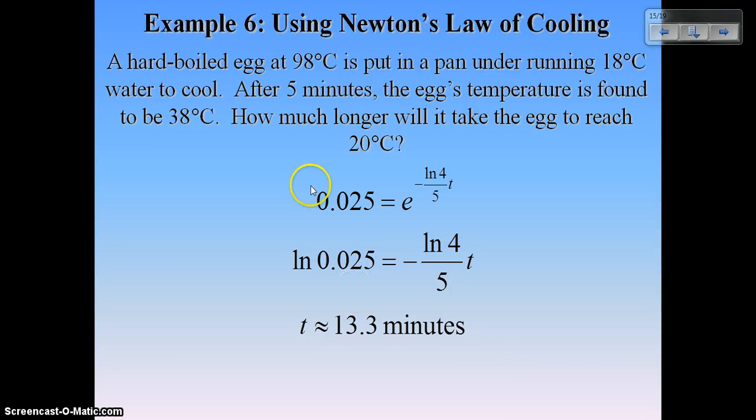Now notice it said how much longer. Alright, how much longer? Well, at 5 minutes past, it was 38. At 13 minutes, it's down to 20. So how much longer? Well, if I'm going from 5 minutes to 13 minutes, that's 8 extra minutes.